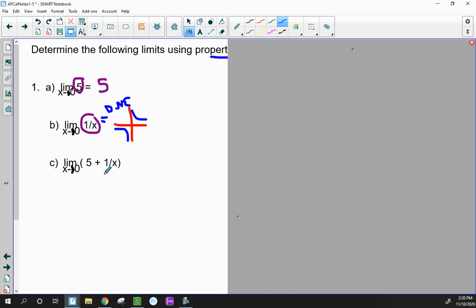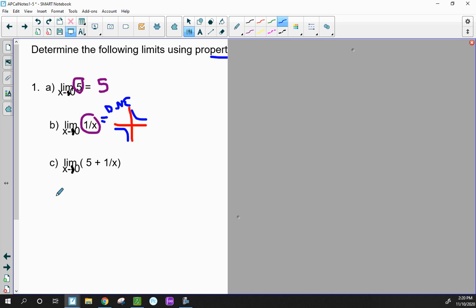Okay, on C, find the limit as x approaches 0 of 5 plus 1 over x. What you can do basically is, I just took on purpose the same problem. So in part A, we did the limit of 5, we found the answer. Part B, we did the limit of 1 over x, we got an answer. And now for part C, I'm asking you to combine both parts A and B with this plus sign, find the limit of the sum.